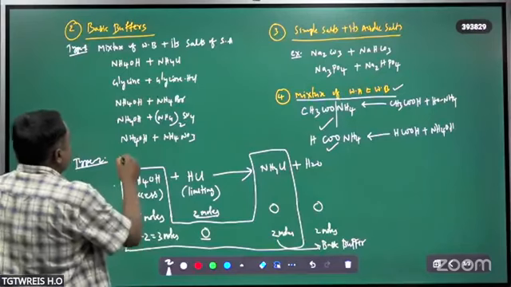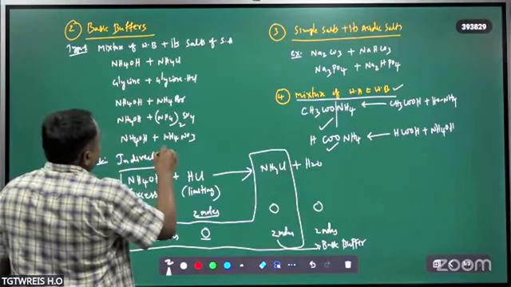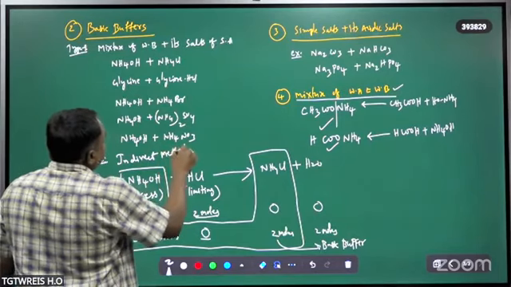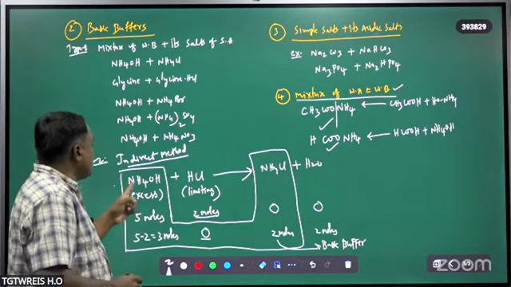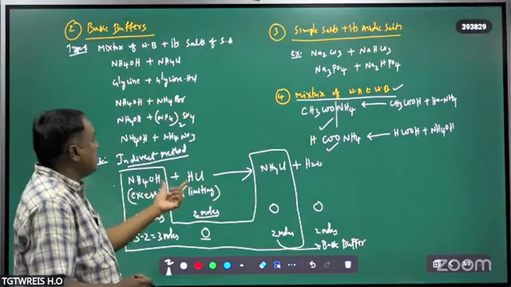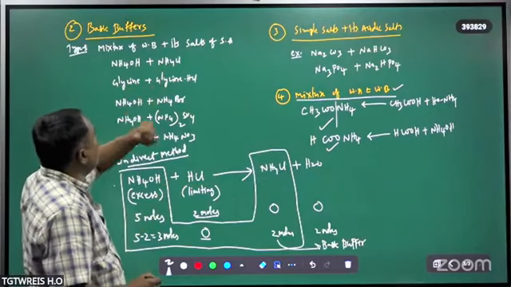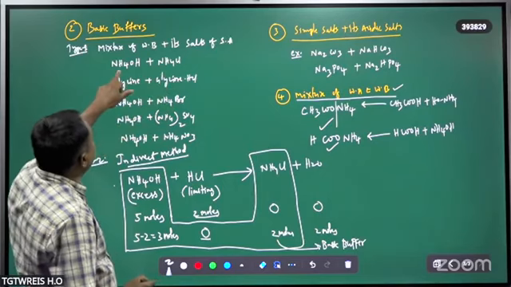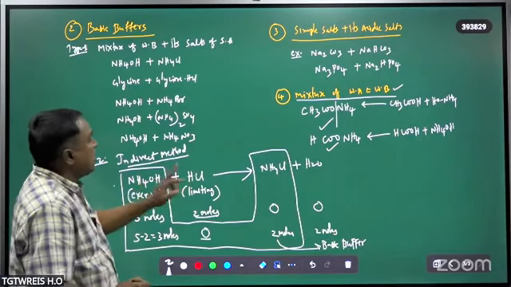This is the indirect method of forming a buffer solution. Suppose you take this weak base, but here we are adding a strong acid. What is the combination between them? Ammonium hydroxide, ammonium chloride. This is the weak base, and this is the strong acid.